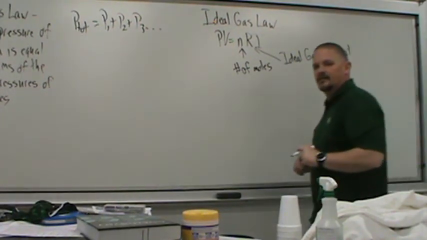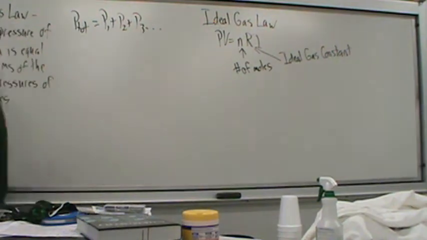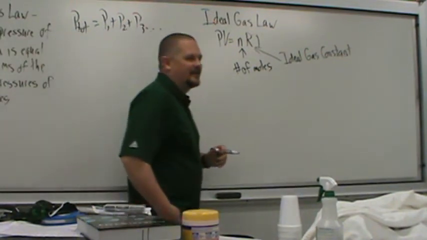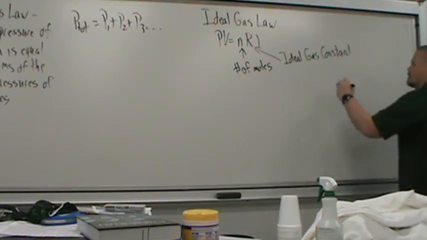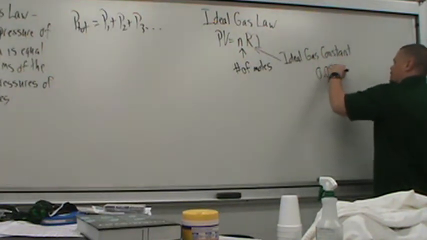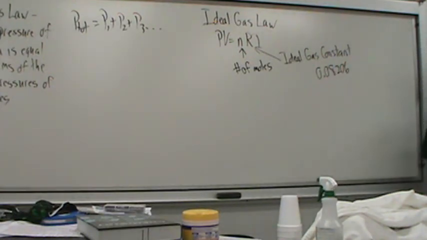R stands for the ideal gas constant. Because G is used for other things. Okay, so the ideal gas constant, we can actually use two different numbers for this one, depending upon what unit of pressure we have. One of the R values that we can use is 0.08206.